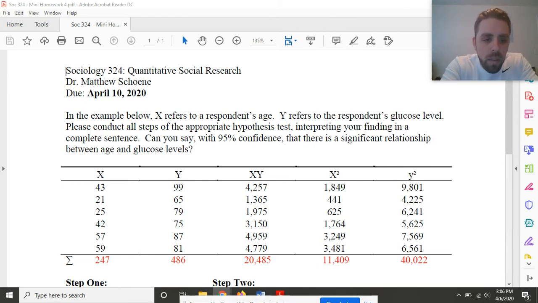So running through this, I added up my values of X: 43 plus 21 plus 25 plus 42 plus 57 plus 59. And I got the summation of X equaling 247. Then I took Y and added 99 to 65 to 79 to 75 to 87 to 81. And I got the summation of Y equaling 486.